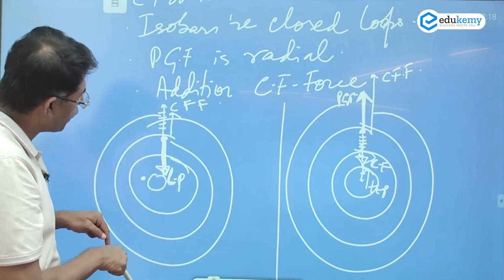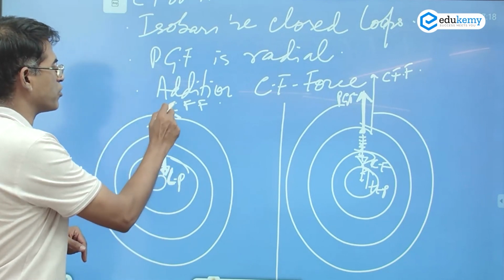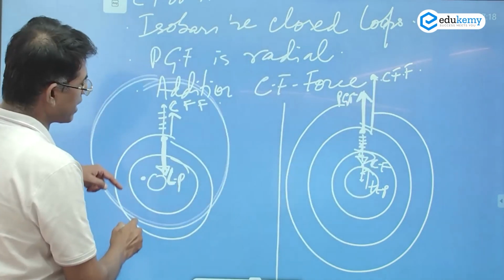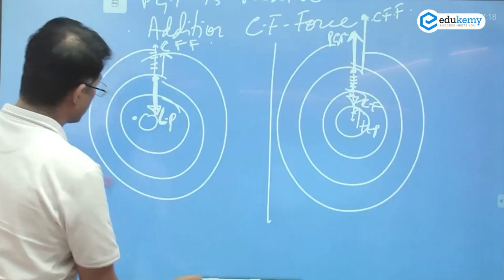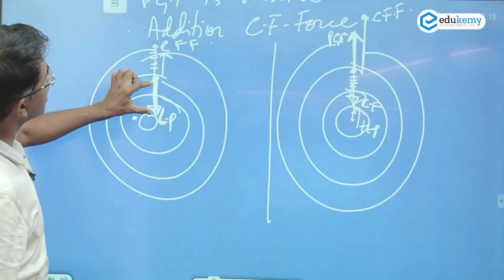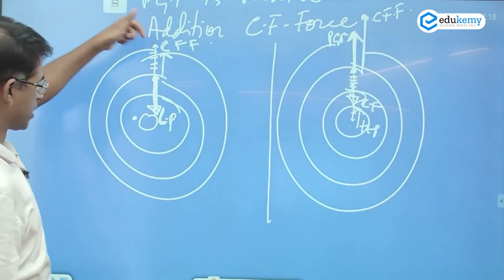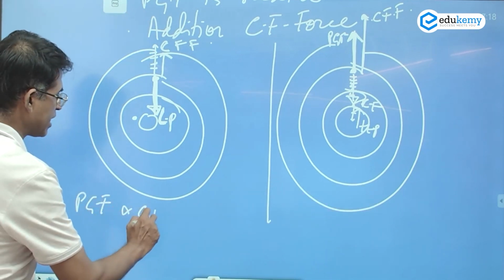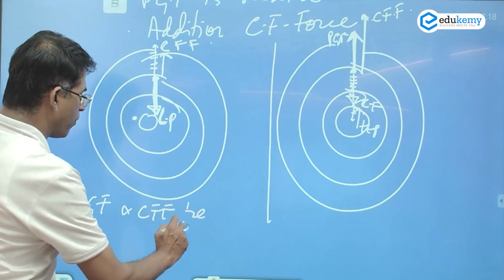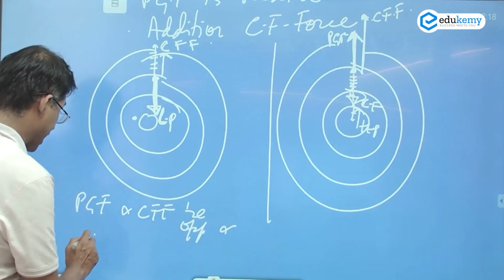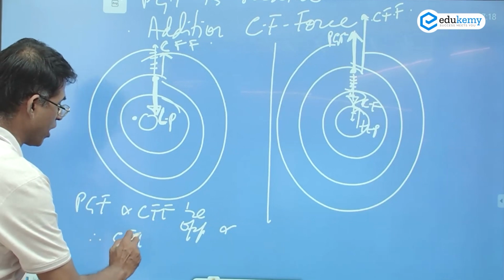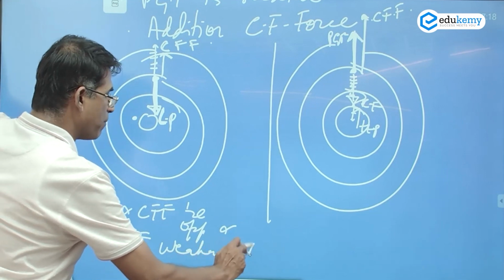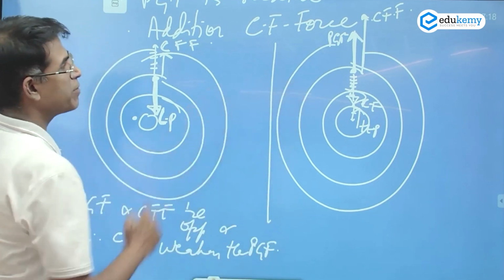And an additional force is the centrifugal force. So in this case, what happens is the PGF and the centrifugal force are opposite, and therefore the centrifugal force weakens the PGF.